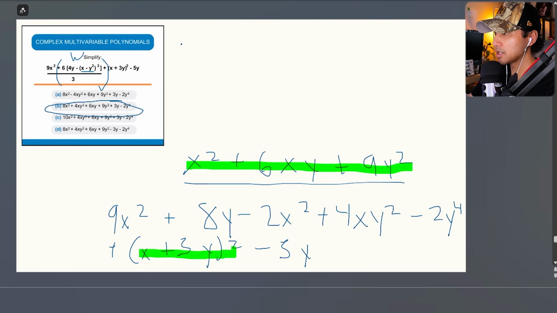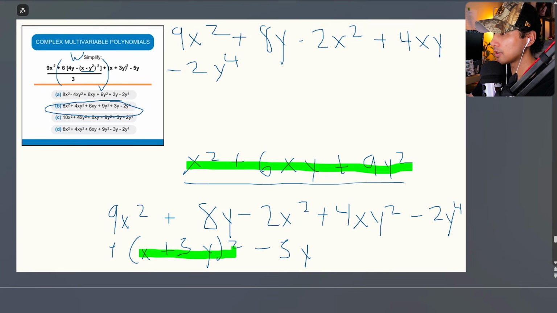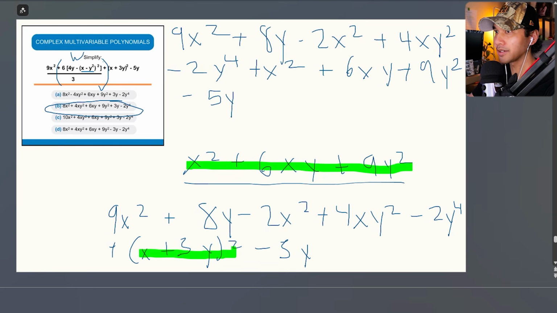Okay. So now we have the whole equation down. 9x squared plus 8y minus 2x squared plus 4xy minus 2y to the fourth plus x squared plus 6xy plus 9y squared minus 5y. I didn't do that, sorry. Now we add like terms.